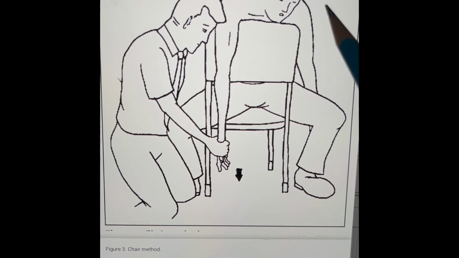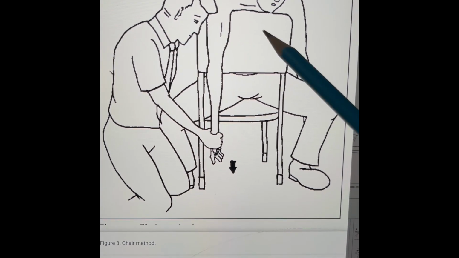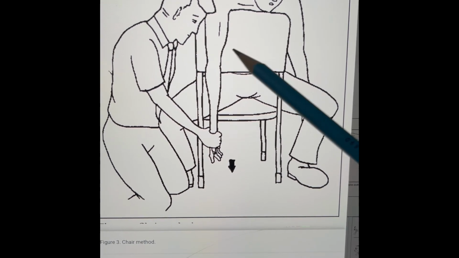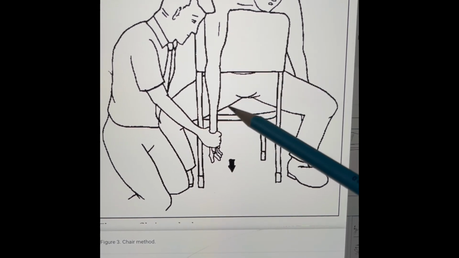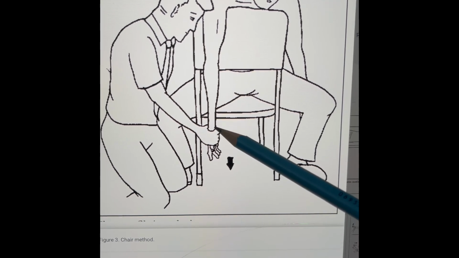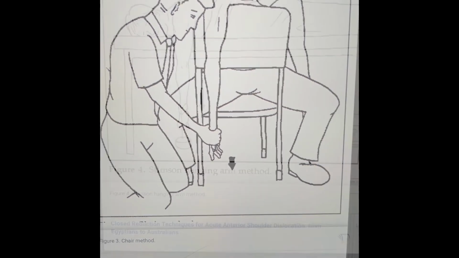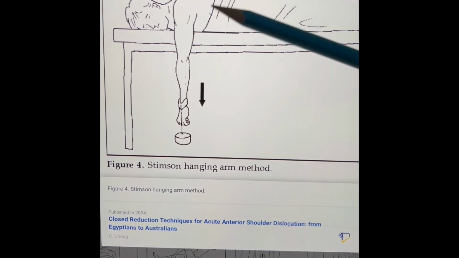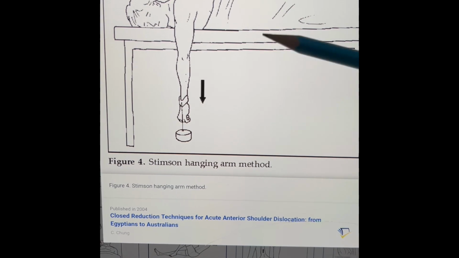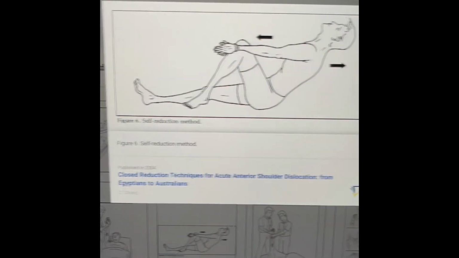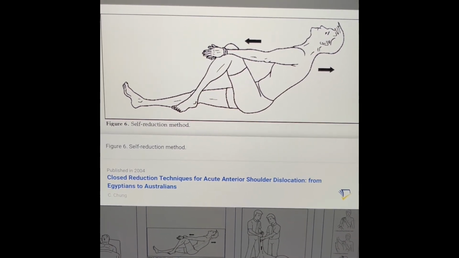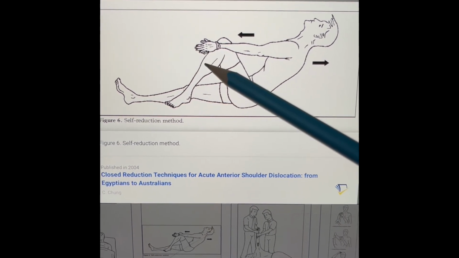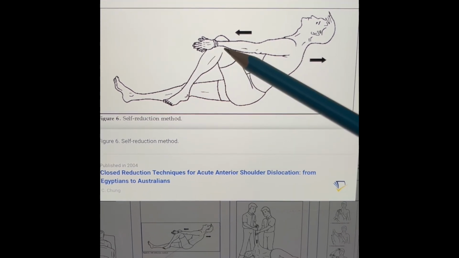Another method is the chair method, in which the patient sits in the chair, facing the chair in this direction, and pulls the hand down on the side of the chair. This is the Stimson hanging method. A weight is attached to the hand and the patient is left in this prone position. This is another method, which is a self-reduction method. The patient himself is pulling the arm in this direction.